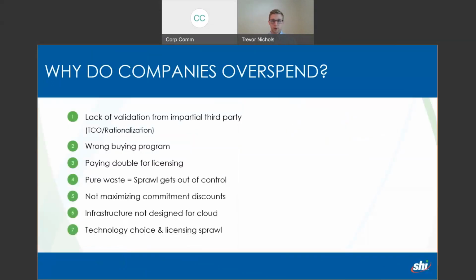So why do companies overspend? Some of these may be relevant to you all on the call. This is definitely not an exhaustive list, but is definitely some of the most common ways that we see overspend occur. The first is just a lack of validation from an impartial third party. We find that a lot of customers tend not to have anyone who is internally dedicated to just saving money or focused on cloud spend.